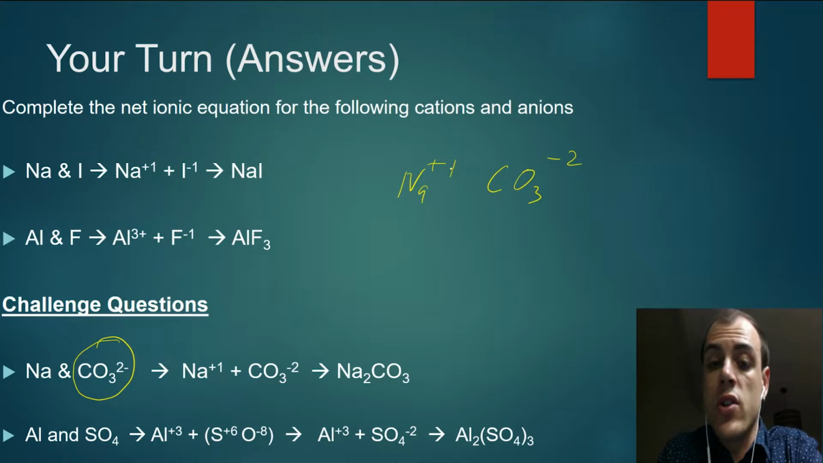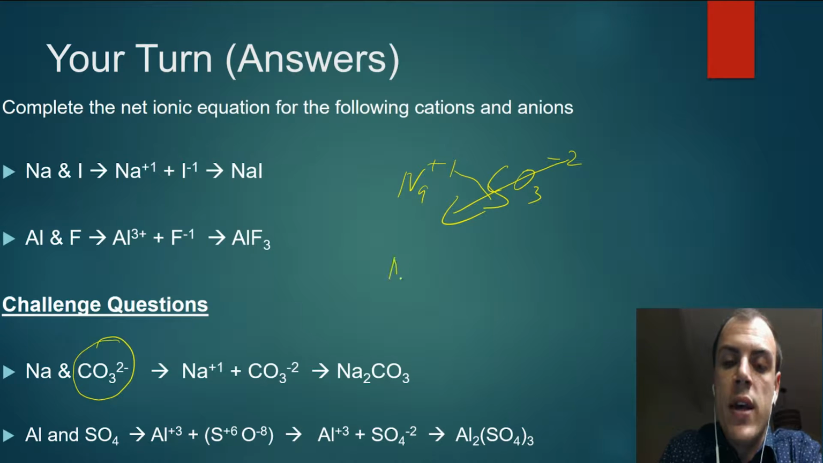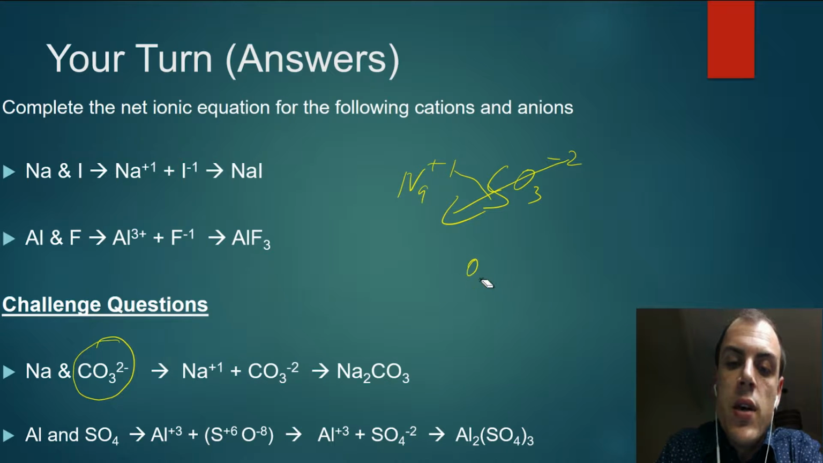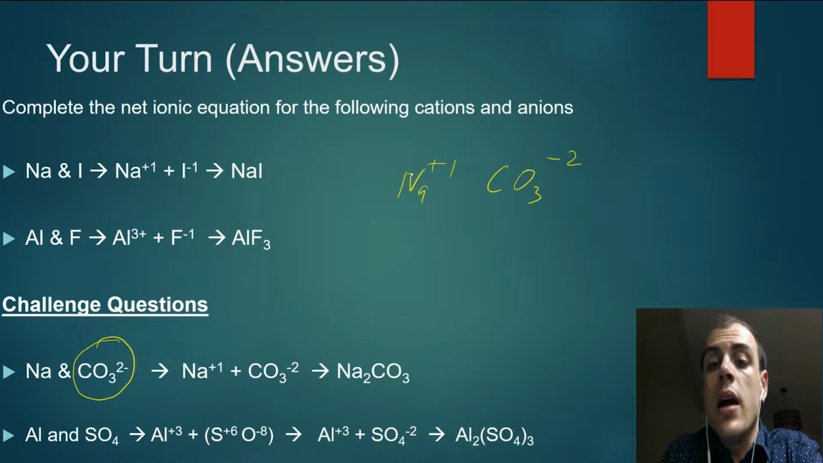Now you can use the crossover method, okay? So you can move the 1 down, the 2 over here, and have Na2CO3. An alternative is that you can use the lowest common denominator. So, what do I have to do to each of these to multiply them into the lowest possible number? The answer is 2. So 1 times 2 equals 2, or 2 times 1 equals 2.